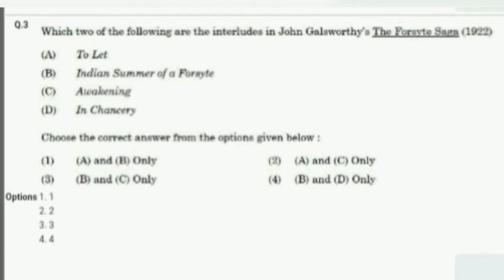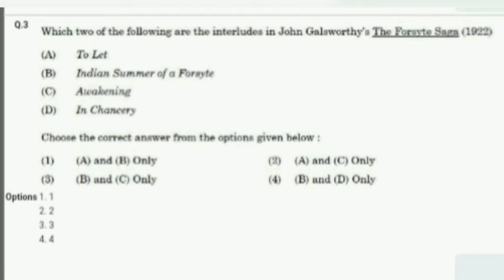Question number 3. Which two of the following are interludes in John Galsworthy's The Forsyte Saga, 1922? A. To Let, B. Indian Summer of a Forsyte, C. Awakening, D. In Chancery. Option number 1, A and B only; 2, A and C only; 3, B and C only; 4, B and D only.